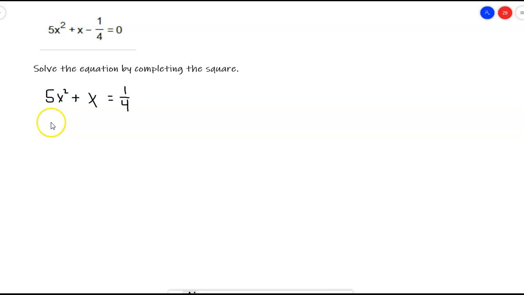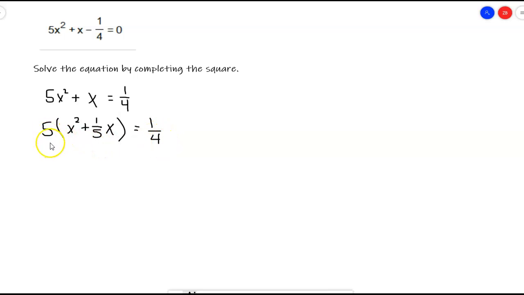So in this case, there's a 5. So I want to factor that out here. So 5, and I'm going to get x squared plus, we also have to divide the 5 out of 1. So 1 divided by 5 is just 1/5 x, and that's all equal to 1/4 over here.